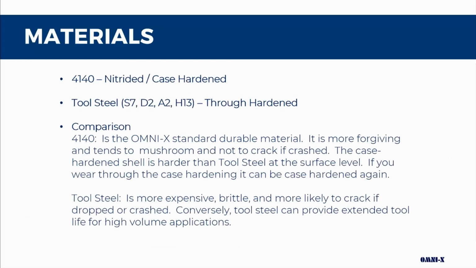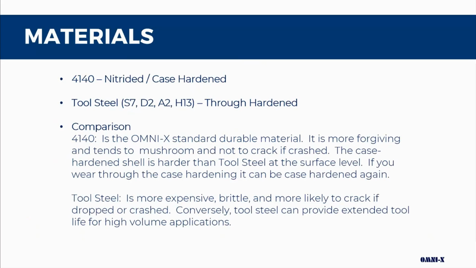The applicable materials for square and rectangle bend dies are 4140 nitrided or through-hardened tool steel. 4140 nitrided is the OMNI standard durable tooling material. 4140 nitrided is more forgiving and tends to mushroom when crashed instead of cracking. The case-hardened outer layer is harder than tool steel at the surface level, and if you wear through the case hardening, 4140 nitrided tools can be case hardened again and refurbished.